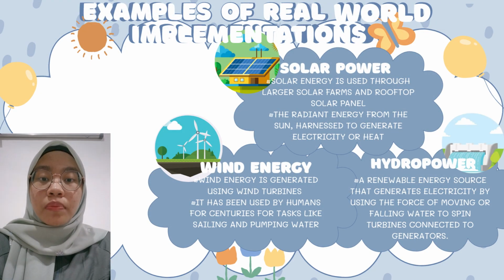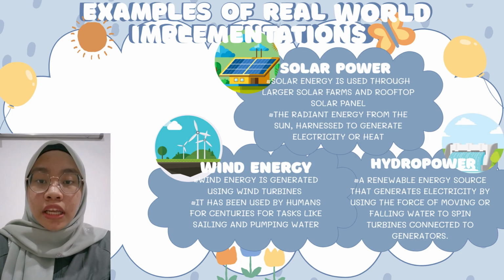Examples of real-world implementations. Solar power. Solar energy is used through large solar farms and rooftop solar panels. The radiant energy from the sun is harnessed to generate electricity or heat. Solar energy is energy that comes from the sun. It is captured using solar panels, which convert sunlight into electricity. Solar energy is renewable, clean, and does not produce pollution. It is commonly used to power homes, buildings, and even small devices. Because sunlight is available every day, solar energy is one of the most sustainable energy sources.